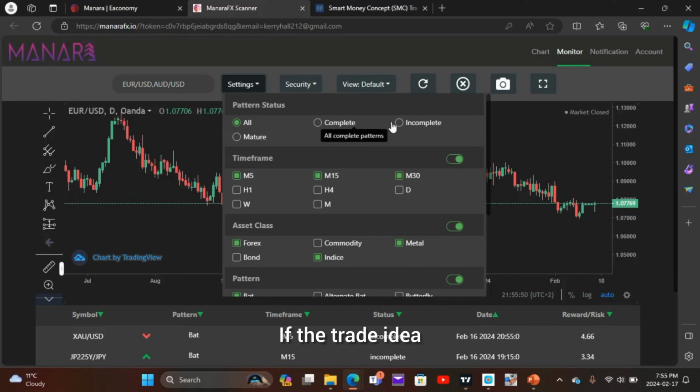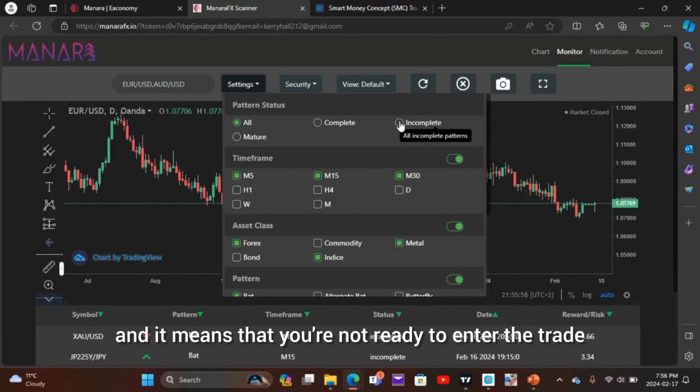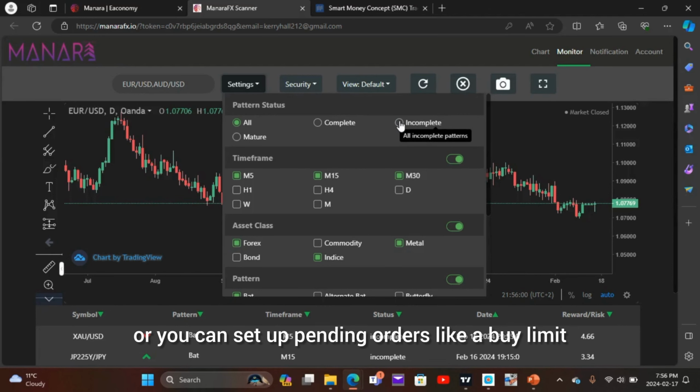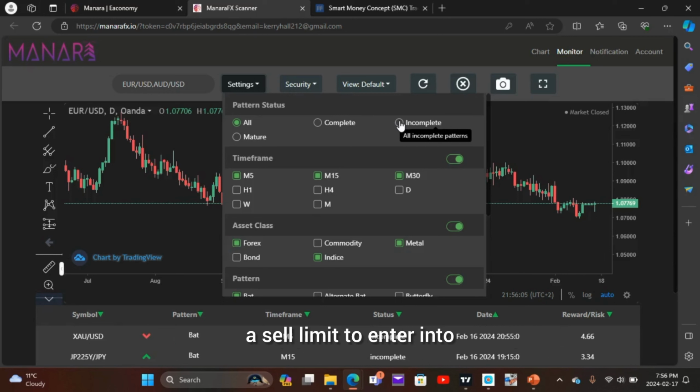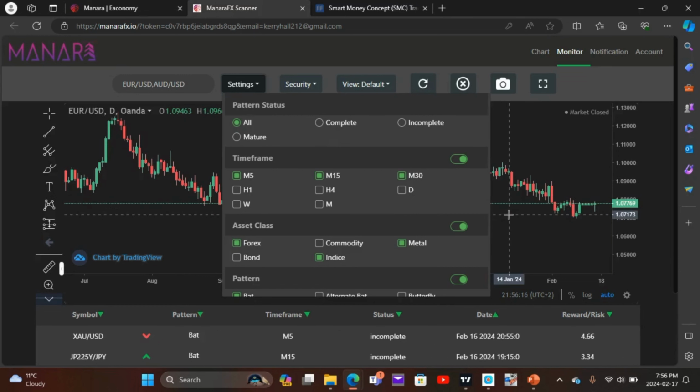If the trade idea that is there is not yet at entry point, then it will come up as incomplete, and it means that you're not ready to enter the trade. Or you can set up pending orders like a buy limit, a sell limit, to enter into that trade as soon as it gets to that price, right? So I'll show you on the charts in a minute.